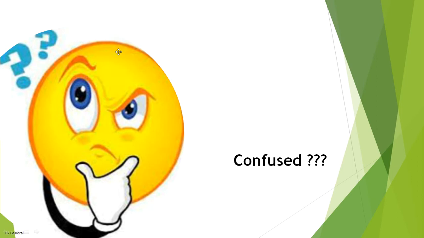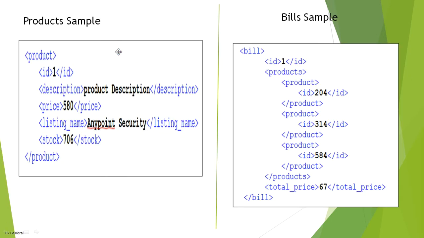And the best way to find this out is by comparing the performance of DataWeave and Java custom code in different scenarios. So for this performance comparison, we are considering two XMLs. One is the product XML and the other is the bill XML. And what we are going to do is apply different transformations on these two XMLs, and we are going to see how DataWeave and Java custom code fare on the different use cases. So let's see the first use case.